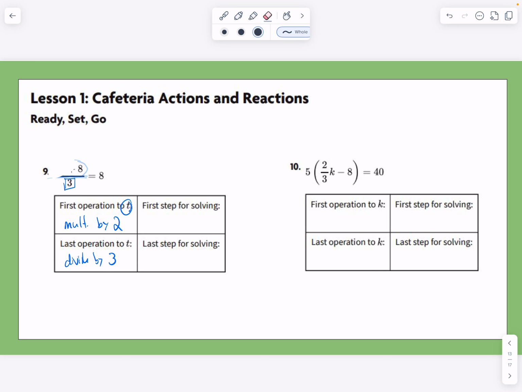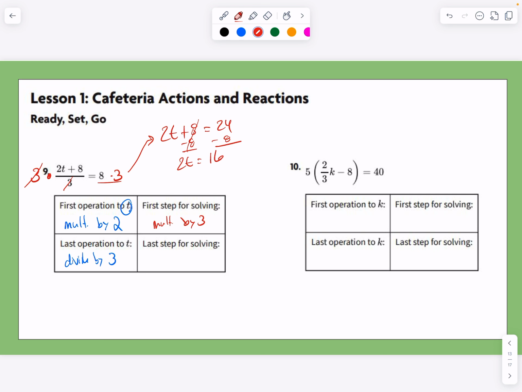Now in terms of solving, first of all I would multiply both sides by 3 in order to reduce that down to 1 and 1. So now you have 2t plus 8 equals 8 times 3, which is 24. So the first step is multiply by 3. As I continue to solve this, 8 minus 8 becomes nothing. So 2t equals 24 minus 8, which is going to be 16. Then I'm going to divide both sides by 2, so t equals 8. So my last step is actually divide by 2 in order to get t equals 8. So just an interesting way of looking at it. I'm not sure exactly what the purpose of this part is, but that's okay, as long as you can kind of do it.